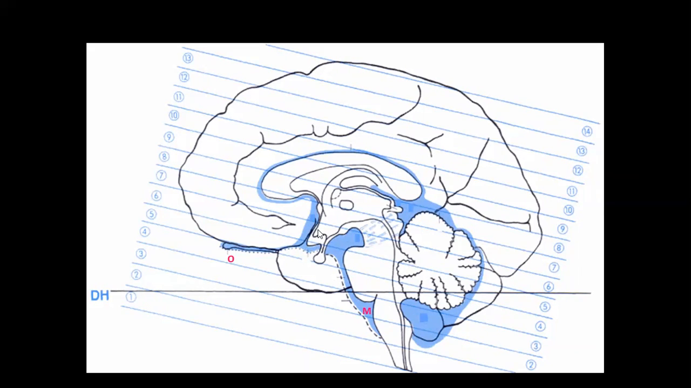Lamina terminalis cistern is anterior to the anterior wall of the third ventricle. The anterior wall of the third ventricle is called lamina terminalis. That is why the cistern anterior to the lamina terminalis is called lamina terminalis cistern. Pericallosal cistern surrounds the corpus callosum.